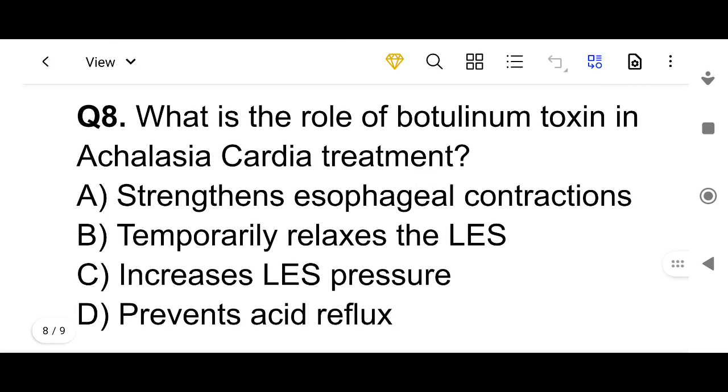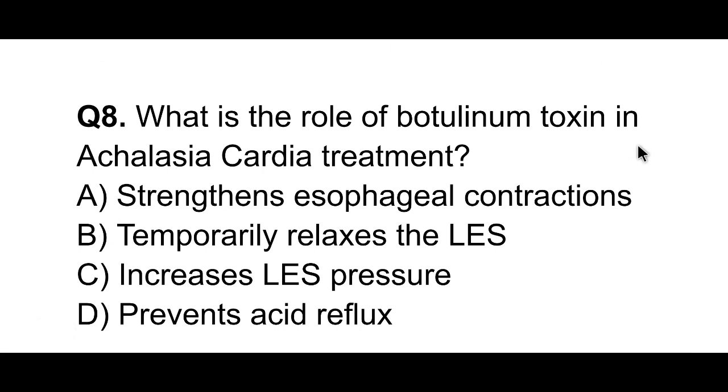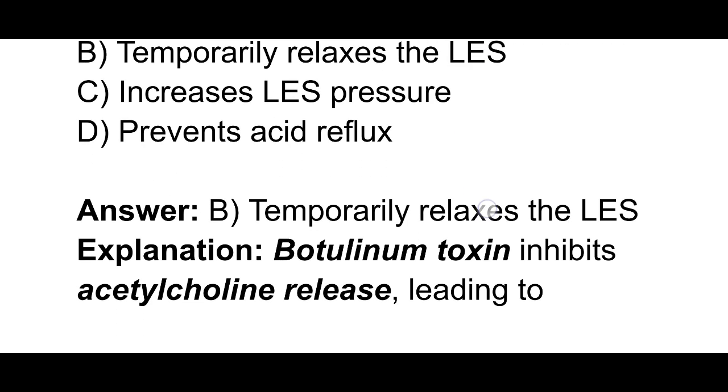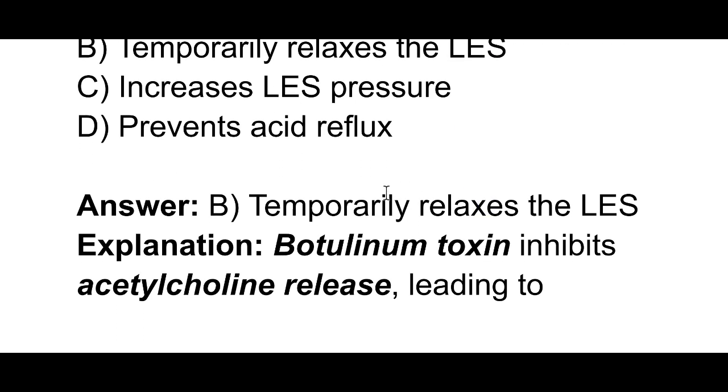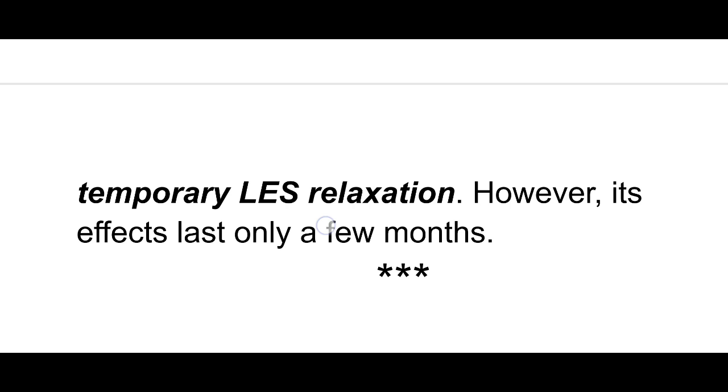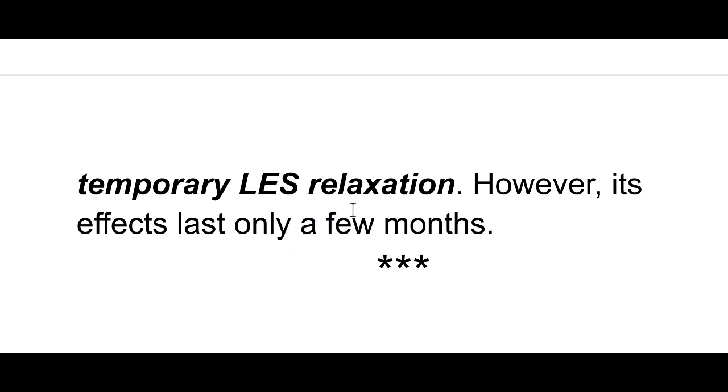Now question 8. What is the role of botulinum toxin in Achalasia cardia treatment? The answer is it temporarily relaxes the lower esophageal sphincter. Botulinum toxin inhibits acetylcholine release, leading to temporary lower esophageal sphincter relaxation. However, its effects last only a few months.